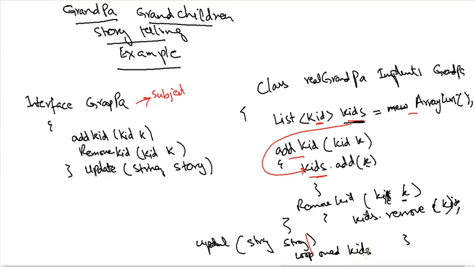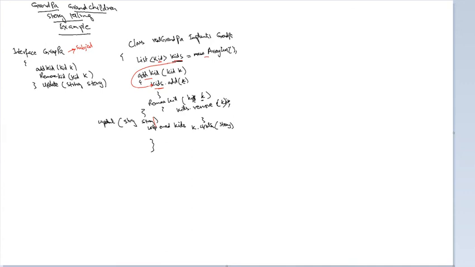loop over kids and then call, for each of the observer or kids object, this update function and pass this story string to it.